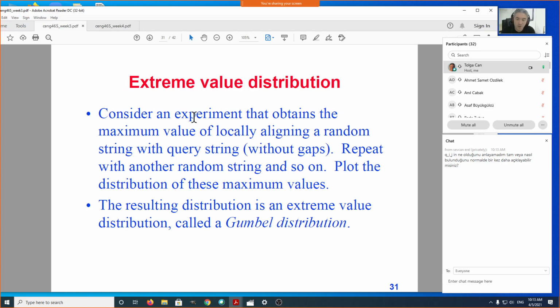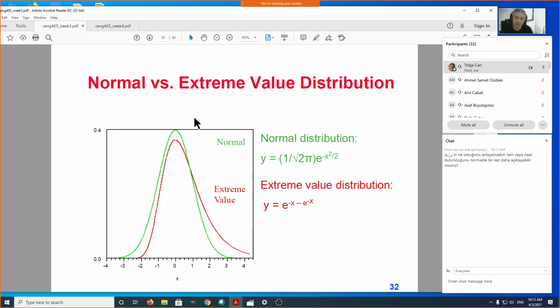So if you look at the histogram, for example, the green one here is the normal distribution, and the red one, which is right skewed, as you can see here, is the extreme value distribution. It has a very nice formula for its probability density function.